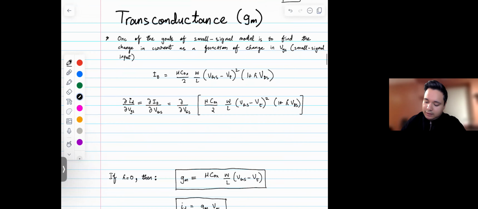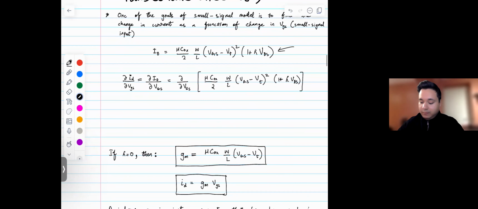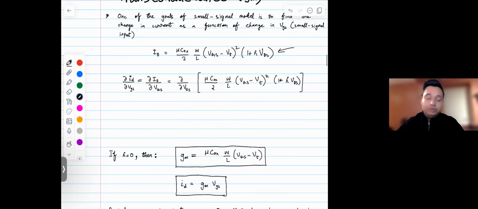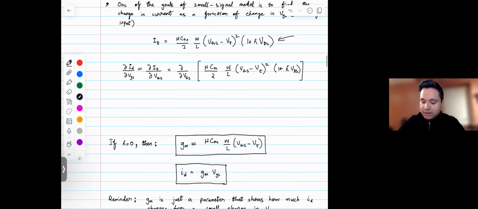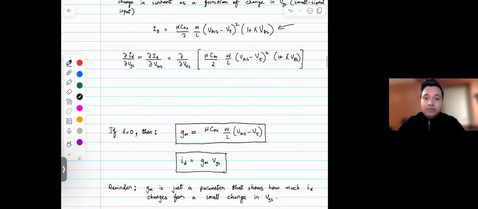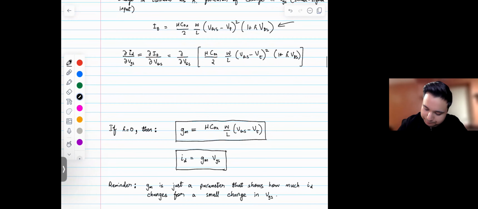So let's take the saturation equation of the transistor, which you've seen multiple times, and see how much does ID change based on a small change in VGS. We just take the derivative, right? We just take the derivative of the saturation equation with respect to VGS. So let me just do that.